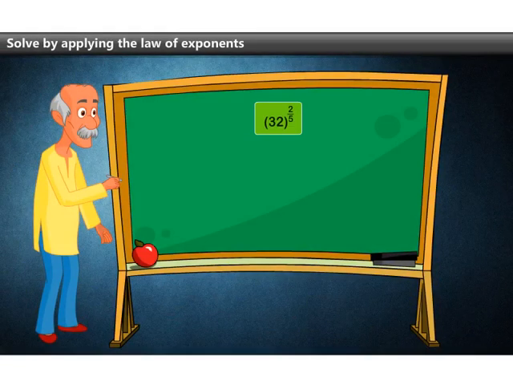Find the value of 32 raised to the power 2 by 5. In the given number, the base 32 can be written as 2 raised to 5 whole raised to 2 by 5. Cancelling the number 5, we get 2 to the power of 2, which is equal to 4. So, the value of 32 raised to the power 2 by 5 is equal to 4.